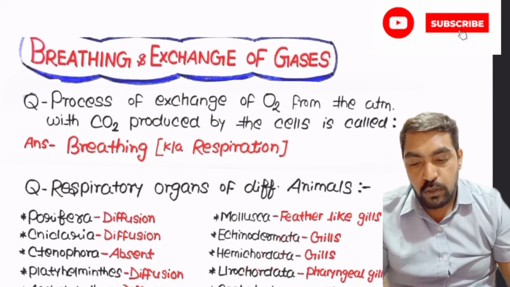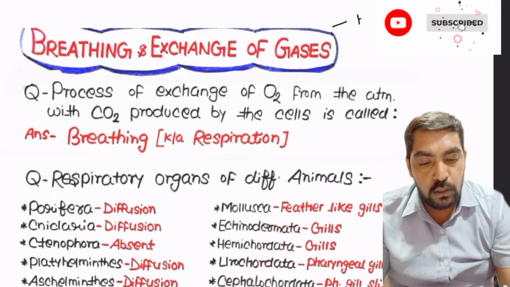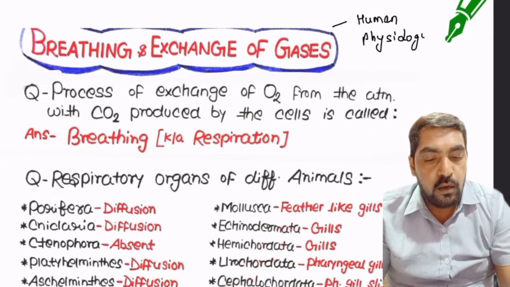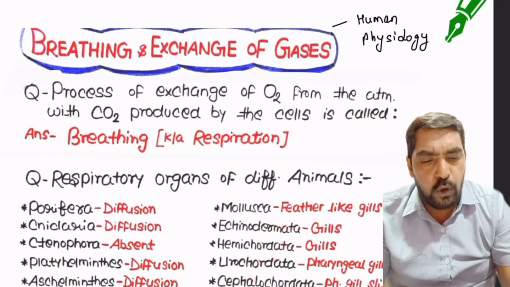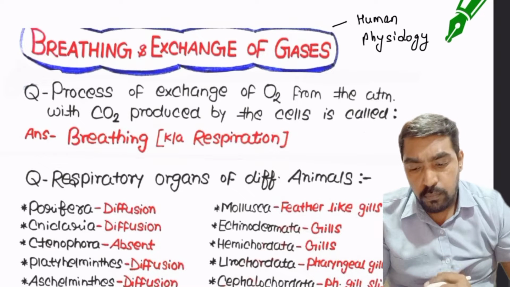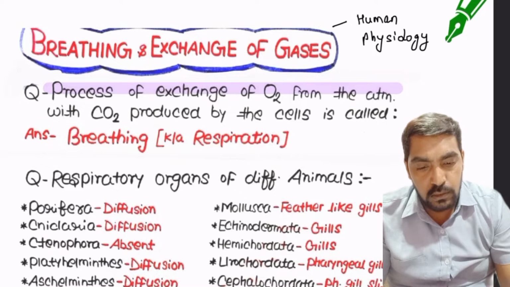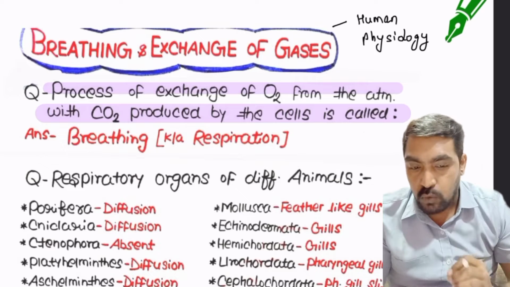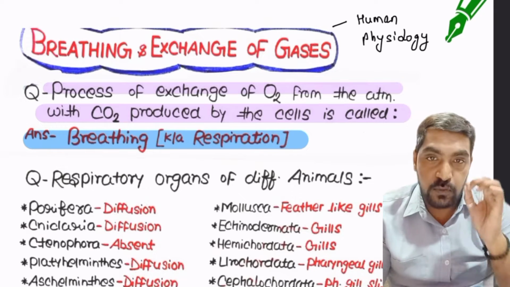Friends, in this video we are going to talk about breathing and exchange of gases, one of the most important chapters of human physiology. So we are going to just do a recap, you can say one short video for breathing and exchange of gases, where we will be discussing all the important points that normally come in your NEET exam. Very first is the process of exchange of oxygen from the atmosphere with carbon dioxide produced by the cell is called as what? So we all know that it is called as breathing, which is also known as respiration.